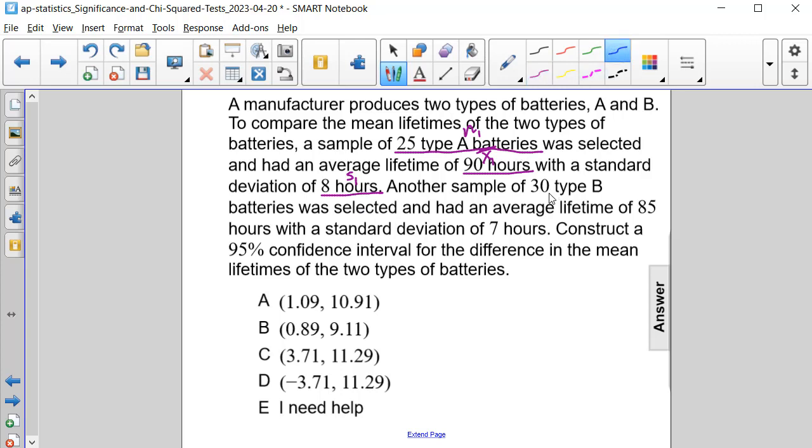Another sample of 30 type B batteries, so that's our second N value, or N sub 2. It was selected and it had an average lifetime of 85 hours. That's going to be our X sub 2 with a bar for our mean, and the standard deviation of 7 hours. So this is our S sub 2. And we have to construct a 95% confidence interval.